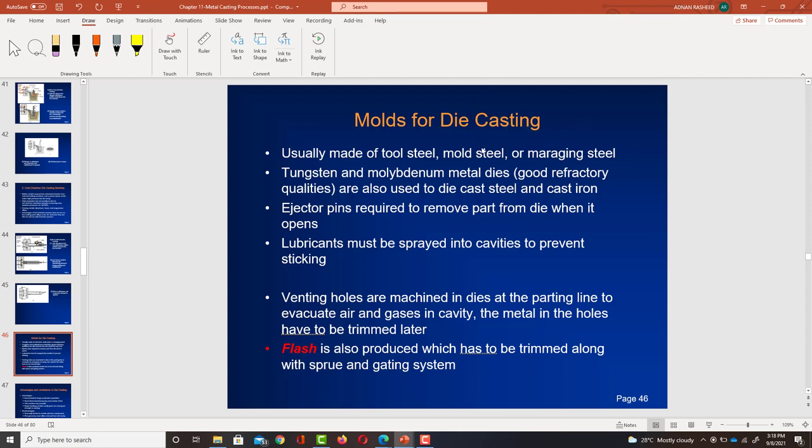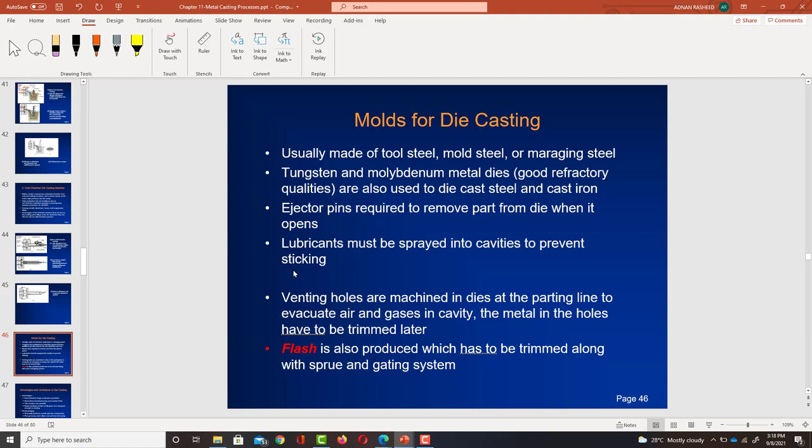Tungsten and molybdenum metal dies have good refractory qualities and are also used to die cast steel and cast iron. Ejector pins are used to remove parts from the die when it opens.